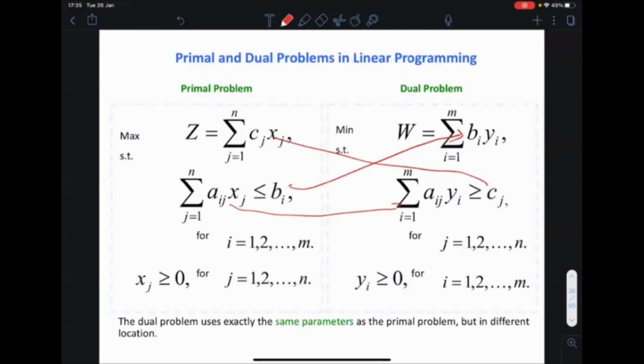So you can call each other dual and primal. This is just an example. Let's say you have this primal problem, and the dual problem really just reshuffles these parameters. For example, the C here is part of the maximization objective, but in the dual it is part of the constraint. The B was originally in the constraint, and now in the dual problem it is in the objective. And then you have X and Y as different parameters to optimize.